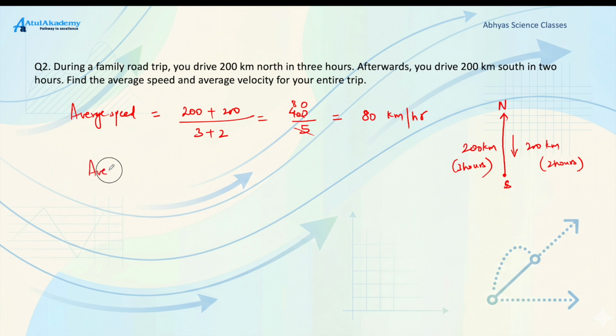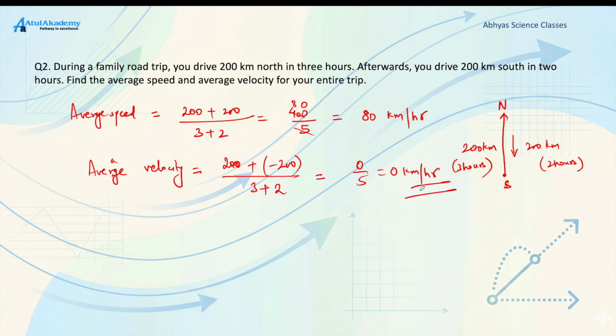Now average velocity, it will be total displacement, or only the displacement, by total time. So displacement is how much? It is 200 upwards, north direction. South I'll take as negative, right? And then time is 3 plus 2. So how much will it be? It will be 0 by 5, so 0 kilometer per hour. So I hope the concept is clear. I hope today's concept is clear to you students.